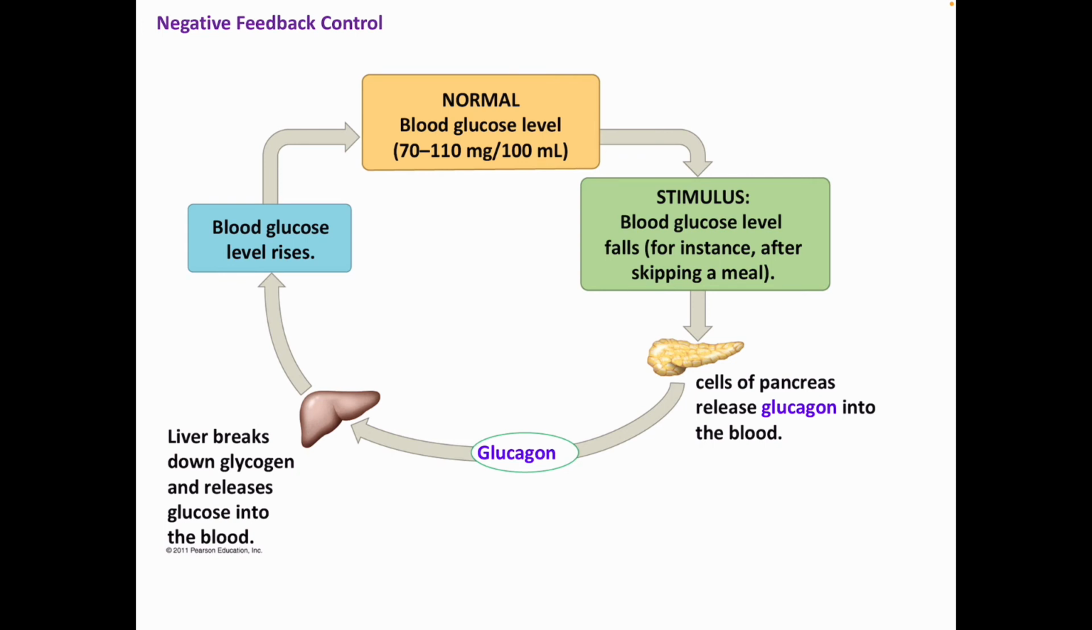If the stimulus means that the blood glucose level falls, for example, if you've skipped a meal or done some exercise, that will stimulate the cells of the pancreas to release glucagon into the blood. Glucagon stimulates the liver to break down glycogen and release glucose into the blood, and that causes the blood glucose levels to rise and return to within normal limits.